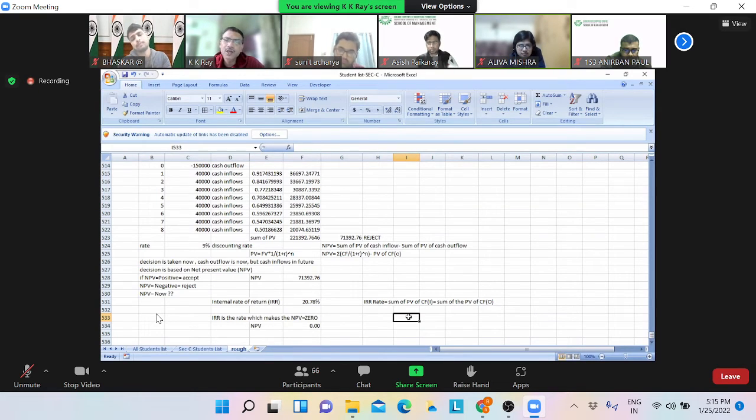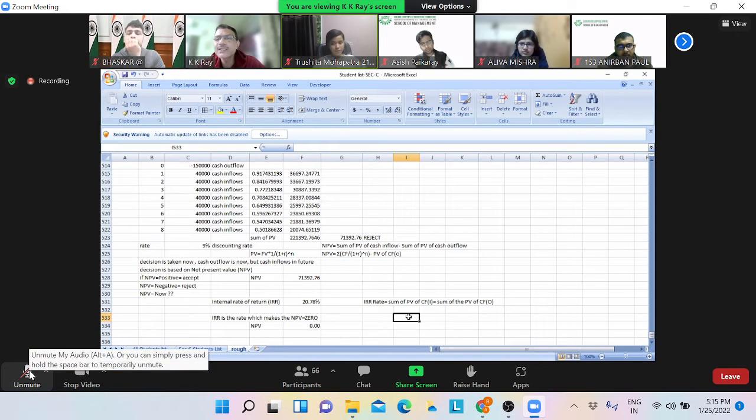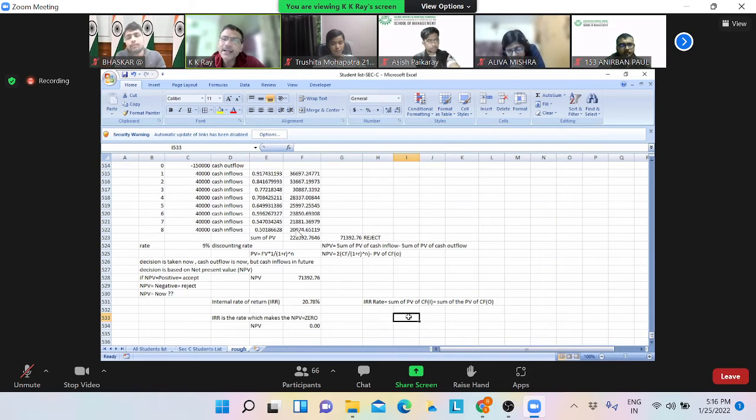Everybody understood this or not? The rate which makes the NPV zero, because NPV अगर positive है, that means we will accept. NPV positive कब होता है? When the inflow is more than outflow, the value of inflow is more than the outflow. In that case, your NPV is positive. When the NPV is negative, my present value of cash outflow is more than the cash inflow. In that case, that's negative.